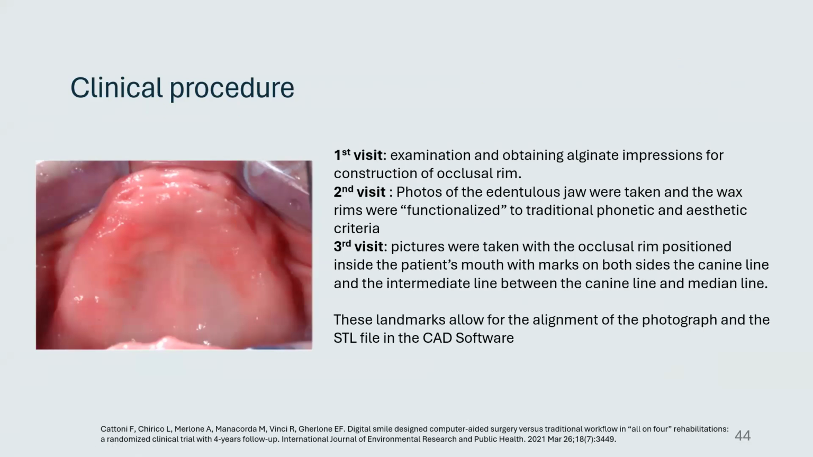The second visit, they took photos for the edentulous jaw, and then they functionalized the occlusal rims. They verified the vertical dimension. They made the midline and the canine lines. And then in the third visit, they took photographs of the occlusal rims positioned in the patient's mouth. So these markers can be used to aid in digital smile design and as landmarks to merge these photographs with the STL file later on.